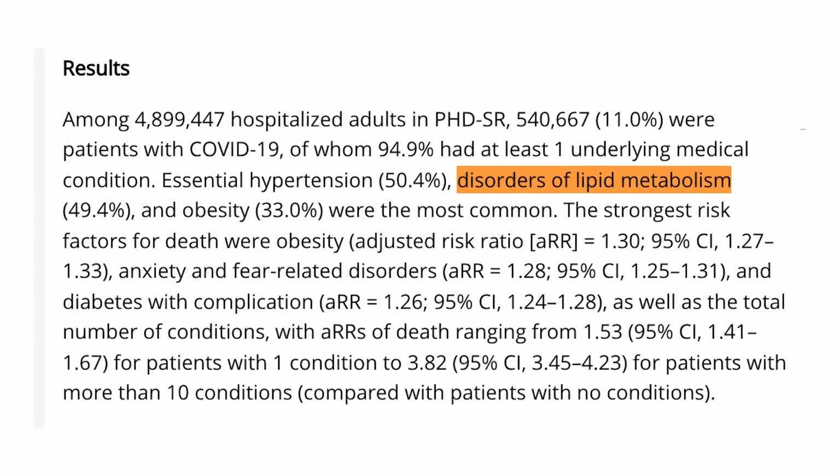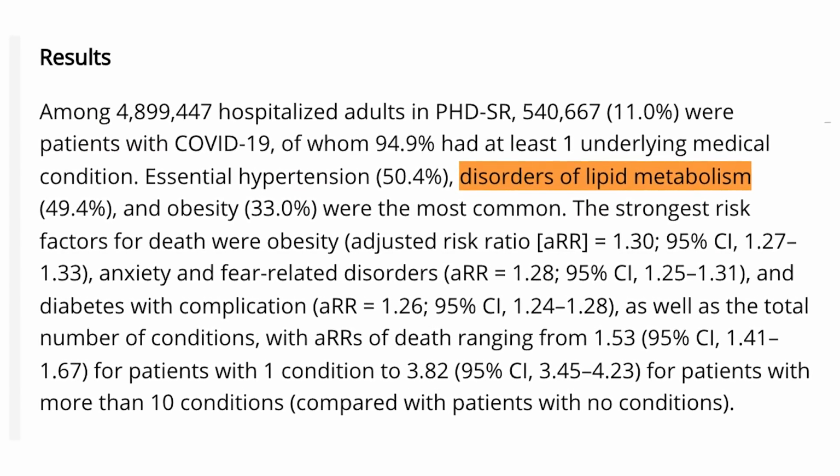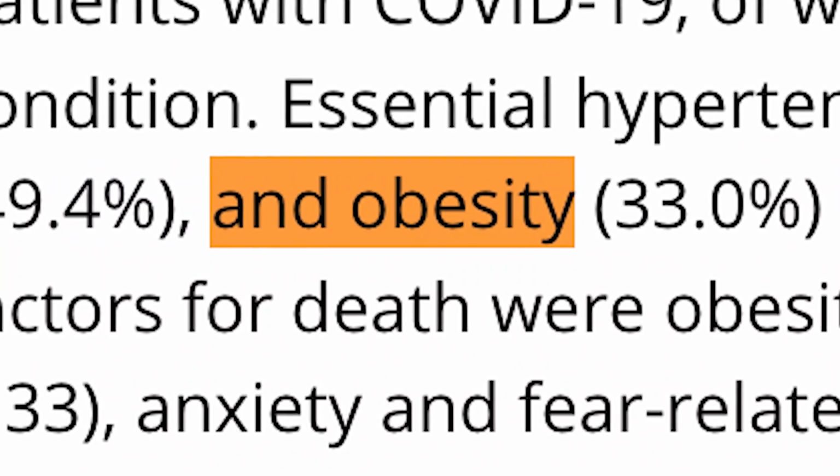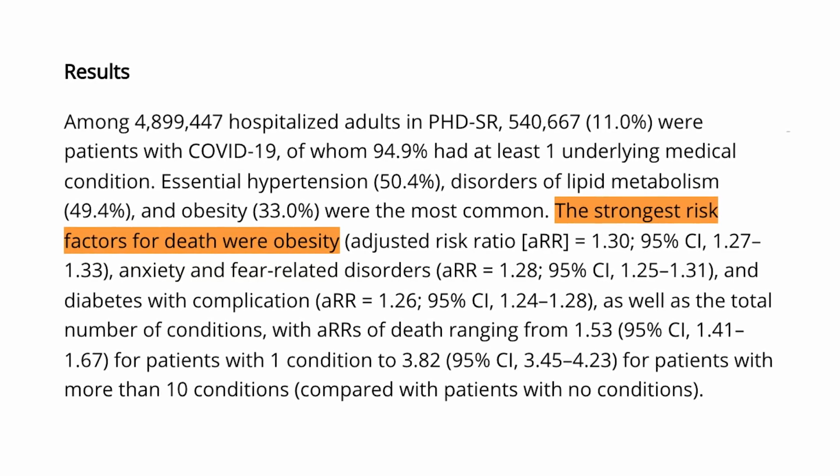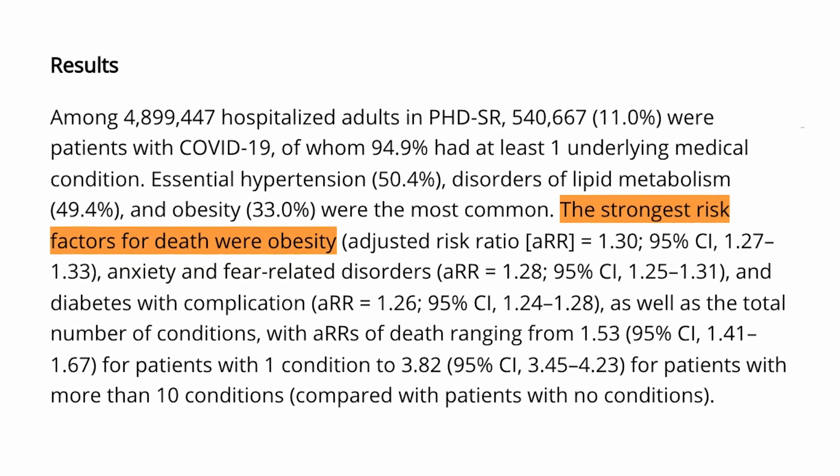Number two, disorders of fat metabolism. There's that word again, metabolism. And number three was obesity. Again, these are the risk factors for hospitalization. But the CDC reported, after analyzing these 540,000 test subjects, the strongest risk factors for death from COVID-19 were, number one, obesity. It was a clear risk factor repeatedly in multiple arms of this study and many others as being, again, the number one risk factor for death from COVID-19.